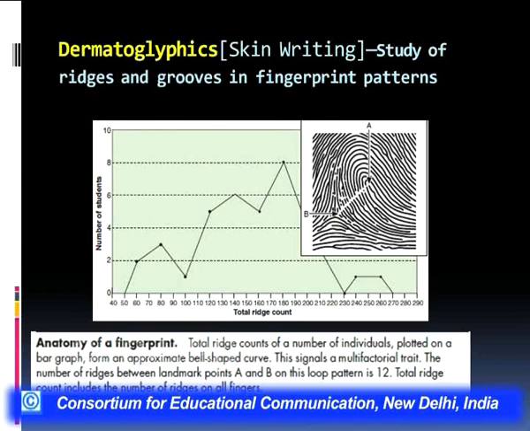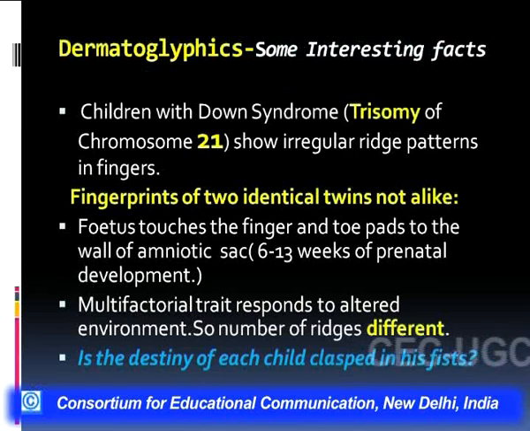Interestingly, we would find that this can be helpful to us in even finding out various conditions of chromosomal abnormalities. This particular slide also shows a typical bell shaped graph, but then if we ask ourselves some interesting facts, and that is a child with Down syndrome, that is trisomy of chromosome number 21, would show us an irregular ridge pattern in the fingers. We will immediately come to know that there is something wrong with this child. The patterns are not the same.